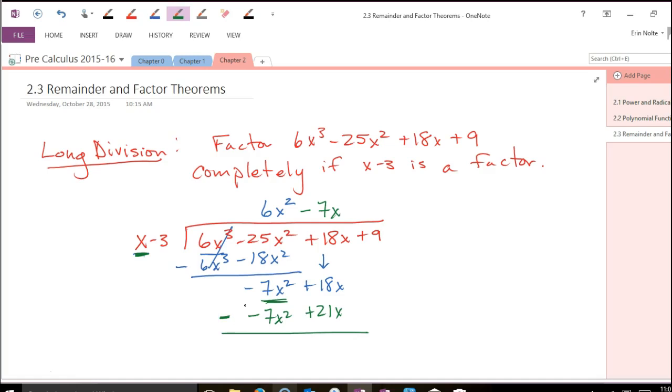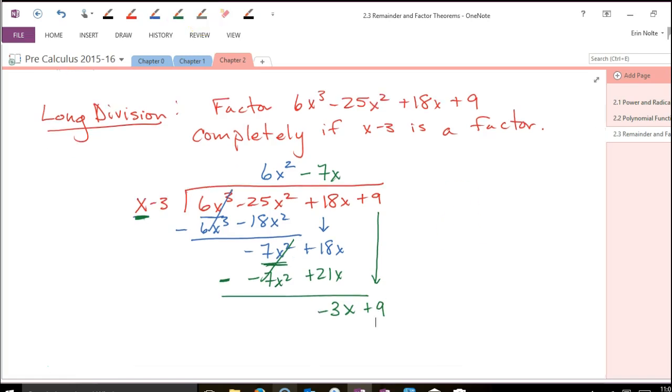Then I'm going to subtract. If I subtract, the x squared should go away, which they do. How many x's do I have? What is 18 minus 21? Negative 3. So I get negative 3x, and I pull down the next term. So I do it again. I'm looking at the divisor x, comparing it to negative 3x. What do I have to multiply x by to make it negative 3x? Negative 3.